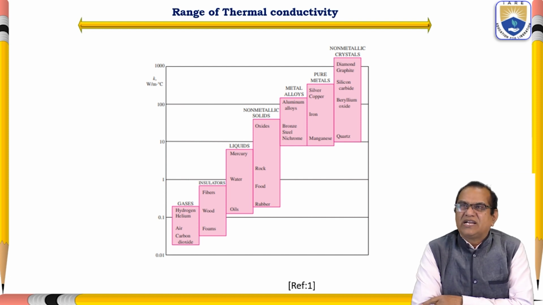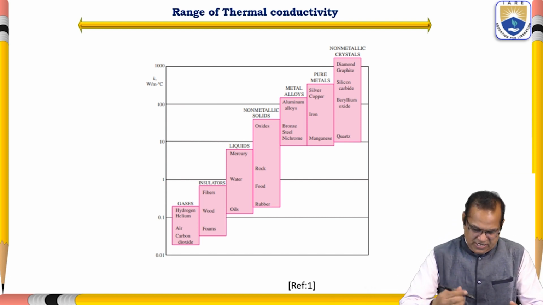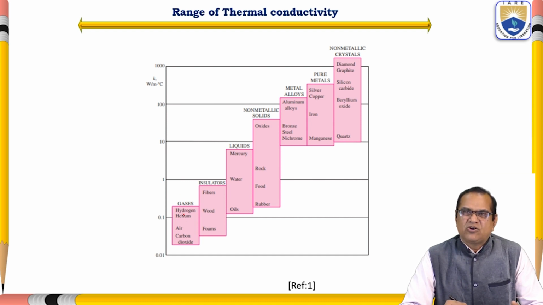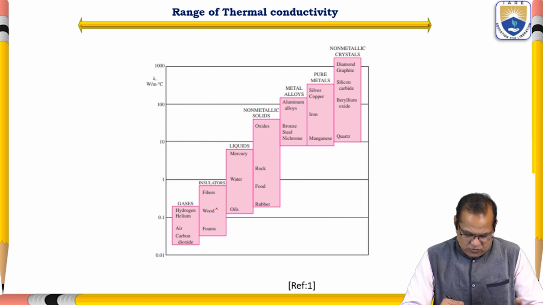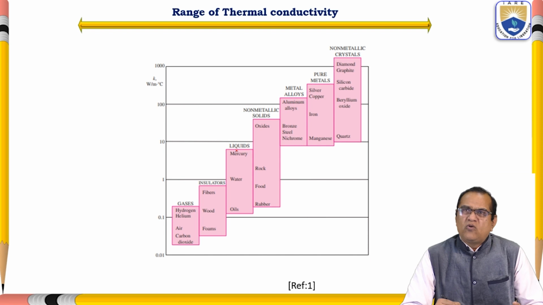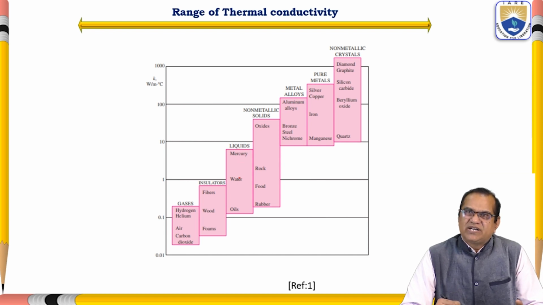Now the range of thermal conductivity, we can start from the gases. Hydrogen, helium, air, carbon dioxide are in the range of 0.1. Then we have the insulators, that is the fibers, wood and foam; their conductivity is less than 1. Then if you go to the liquids, the oils, then water, then mercury.